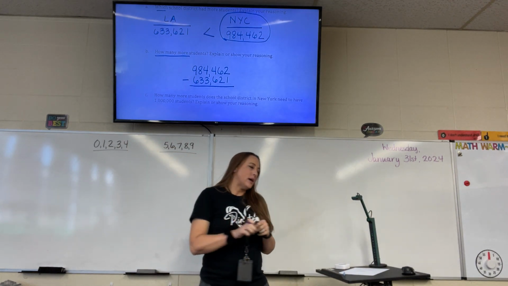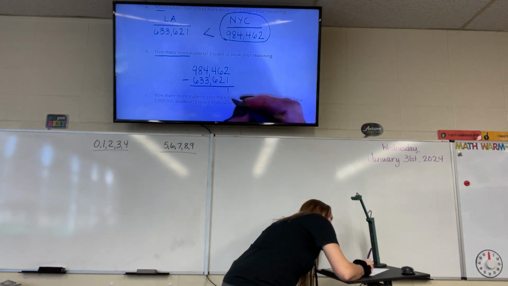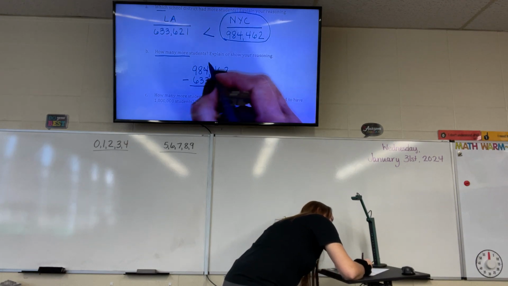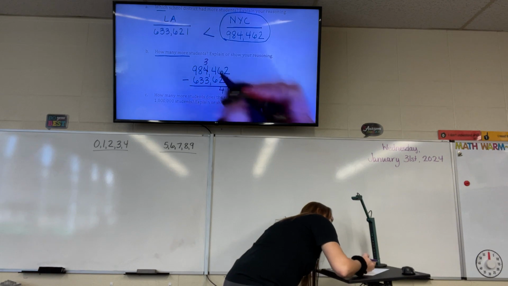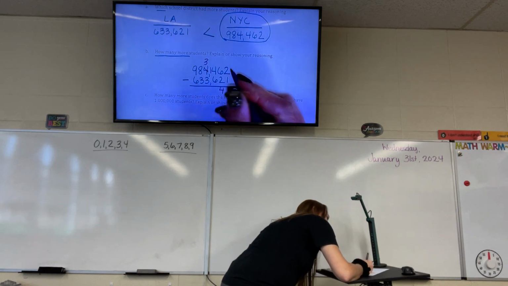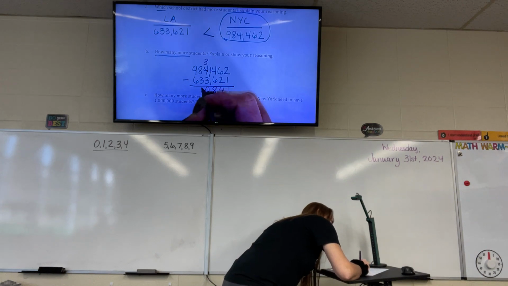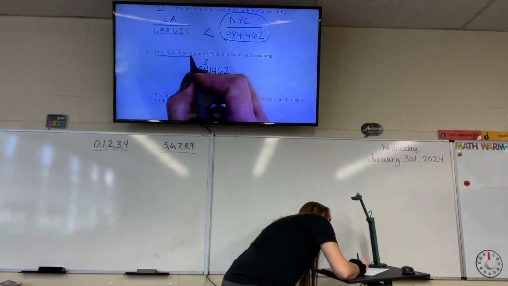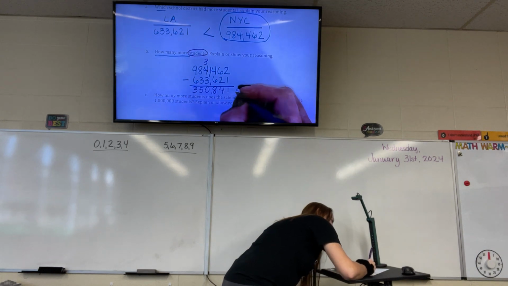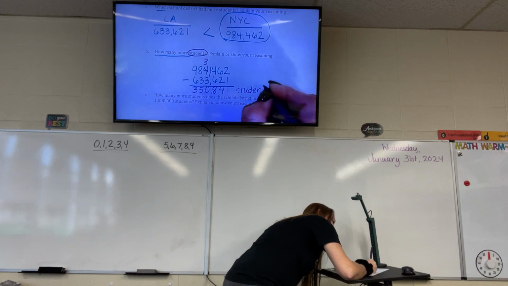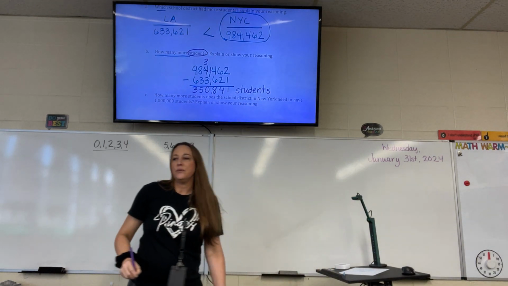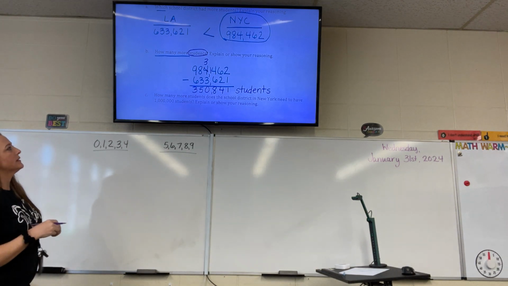And we need to remember we're subtracting here. What is 2 minus 1? 1. 6 minus 2? 4. 4 minus 6? Can't do that. So we go next door, borrow from the 4, make it a 3, make the 4 into a 14. 14 minus 6? 8. 3 minus 3? 0. 8 minus 3? 5. 9 minus 6? 3. And our label is going to be students. So 350,841 students. How many more students? That many more students. Okay?